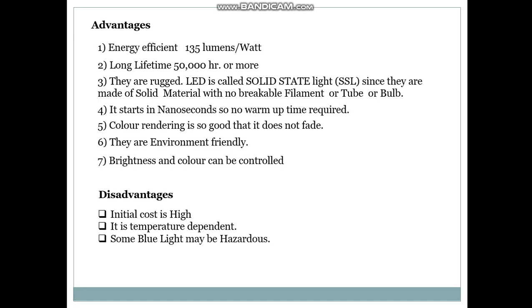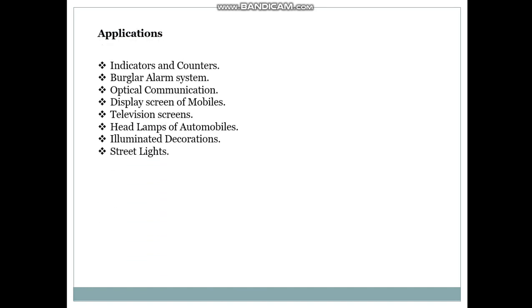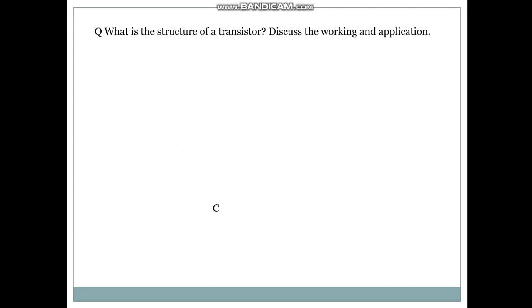They are environment friendly. Brightness and color can be controlled. Disadvantages: initial cost is high. It is temperature dependent. Some blue light may be hazardous. The applications: indicators and counters, burglar's alarm, optical communication, display screens of mobiles, television screens, headlamps of automobiles, illuminated decorations, street lights.